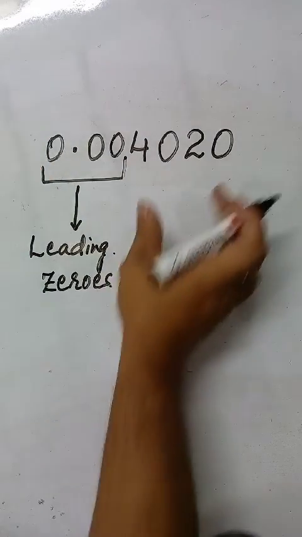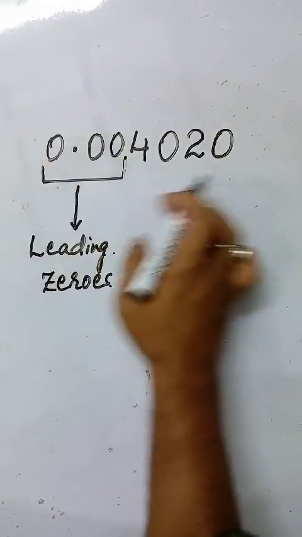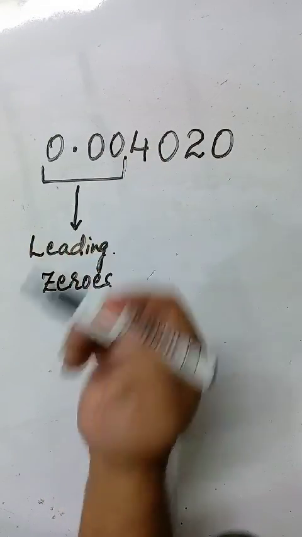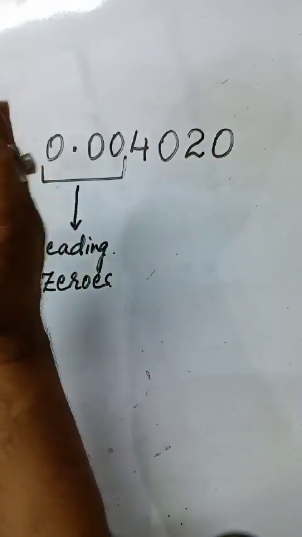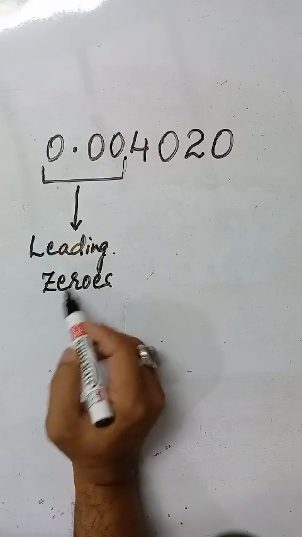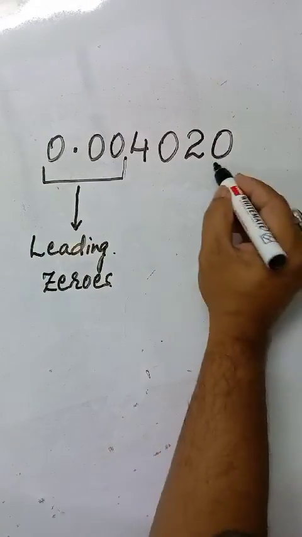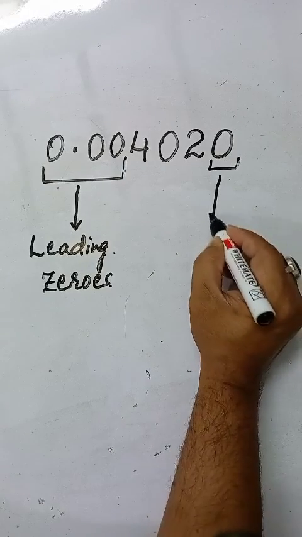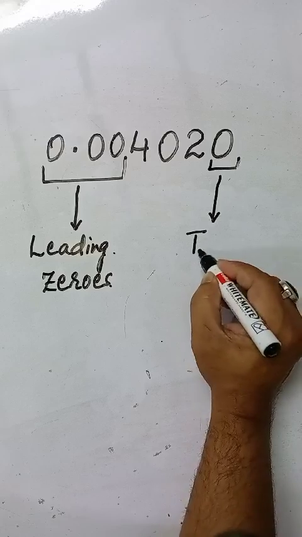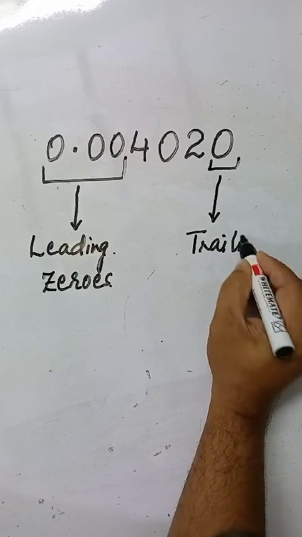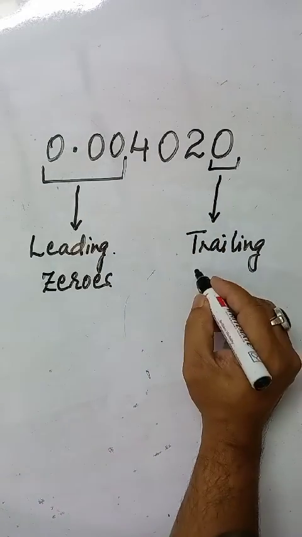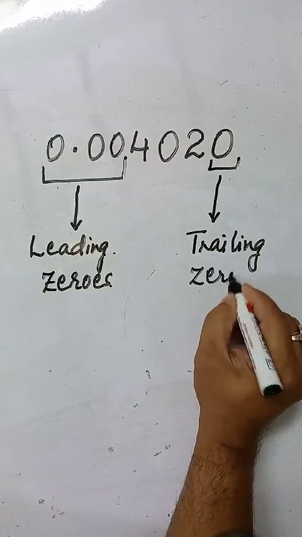Leading means they are in front. If this is your entire number, what is coming in front? These few zeros are coming in front. So any zero which leads the number is known as a leading zero. Then certainly you must have understood what this zero is. This zero is going to be called a trailing zero, because it is coming at the end or the back end of the number.